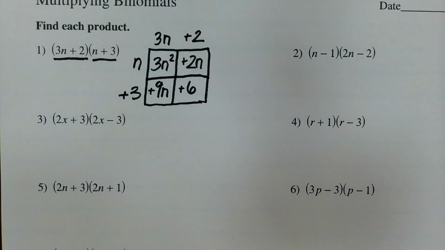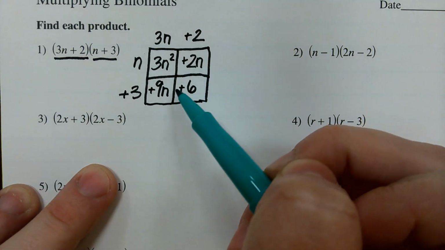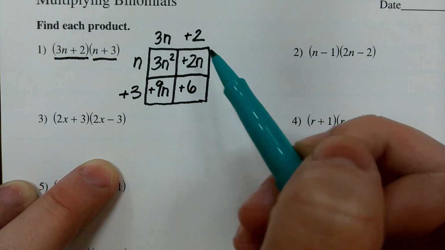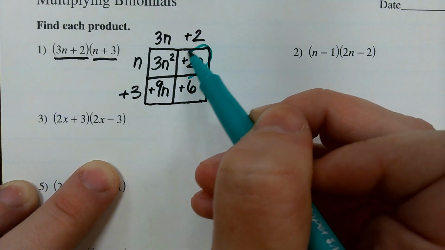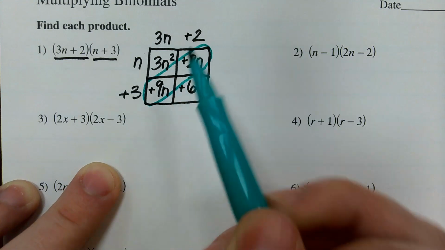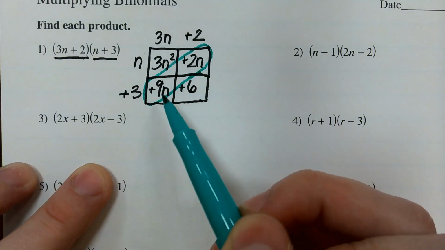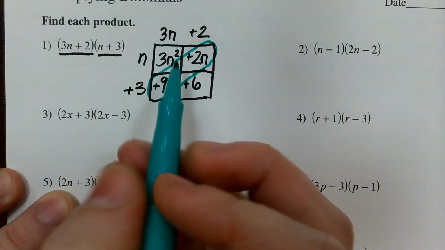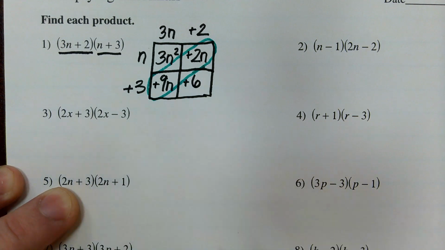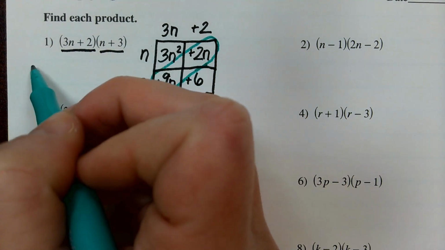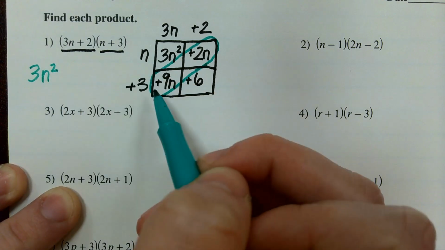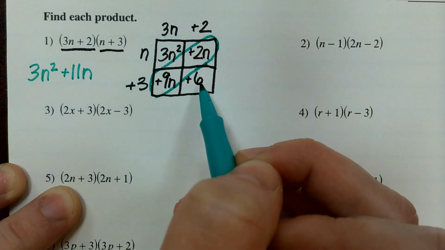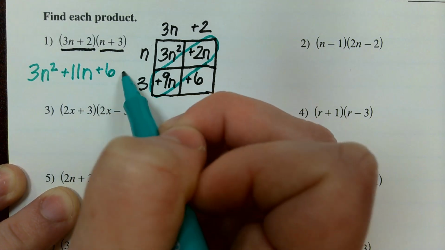And here's what we're going to do next. My diagonal boxes are my like terms. I have a 9n and a 2n. So we could show that like this. And I know that I'm going to be adding those together. What is 9n plus 2n? 11n. So all I need to do now is rewrite all the items here in my box. I've got 3n squared plus, we said it's 11n, plus 6. And that's our answer.